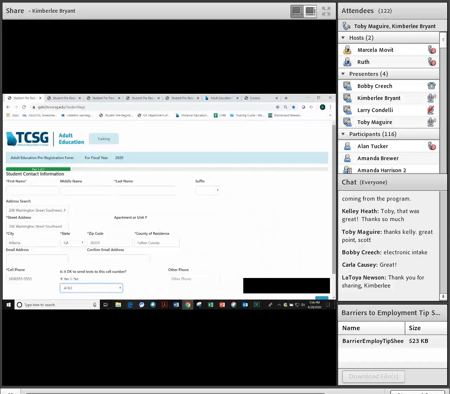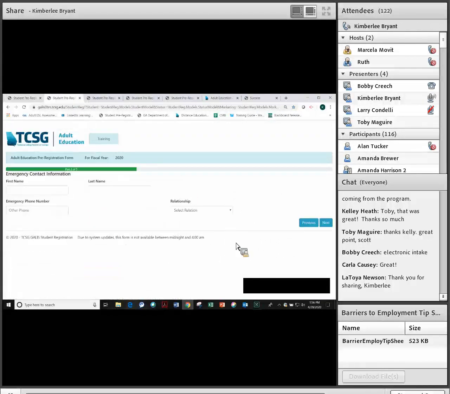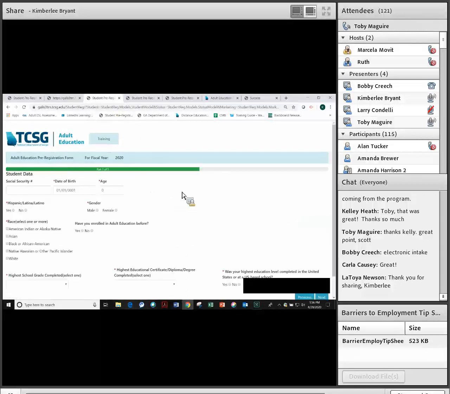The student, as you can see down here, will hit next, and then it takes them to the next page. Here we're collecting just some basic emergency information. I'm not going to put anything there, but just to show you that they would click next and it goes to the next page.